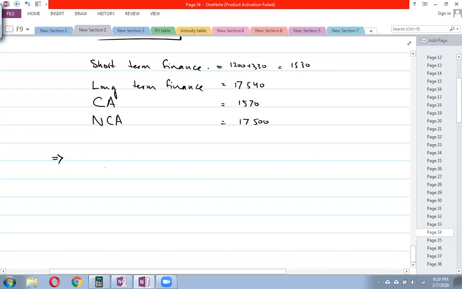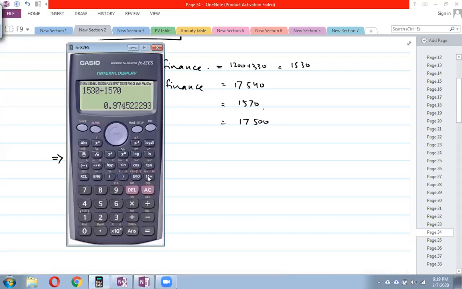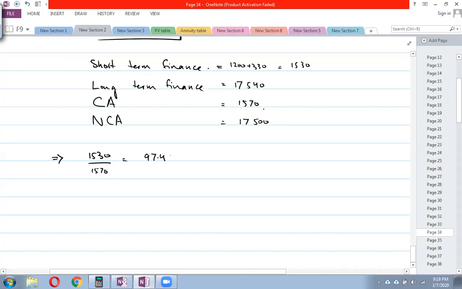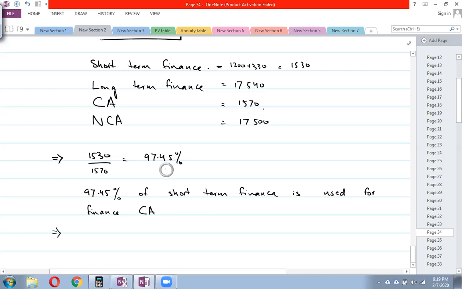Number one, we can say 1530 out of 1570, which gives you 97.45%. 97.45% of short-term finance is used to finance current asset, right? So the remaining is about 2.5%.